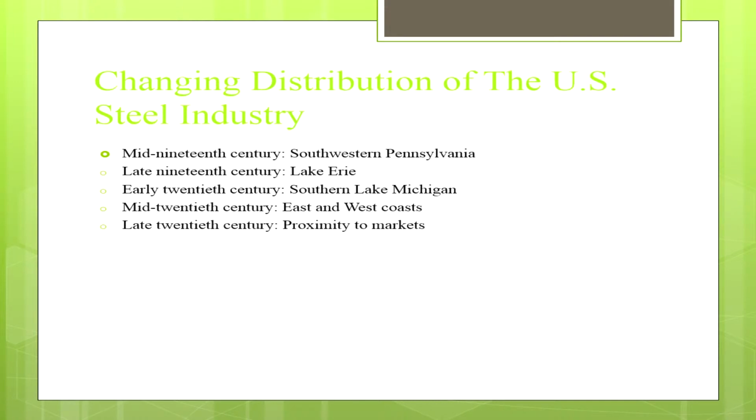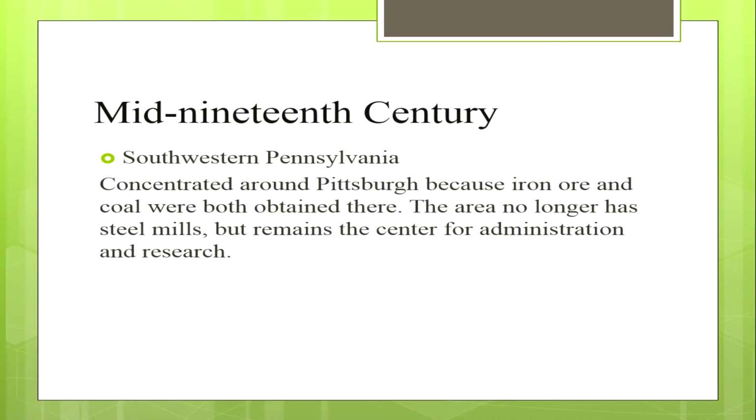Changing distribution of the U.S. steel industry. Within the United States, the distribution of steel production changed several times because of changing inputs. Mid-19th century, southwestern Pennsylvania. Concentrated around Pittsburgh because iron ore and coal were both obtained there. The area no longer has steel mills, but remains a center for administration and research.